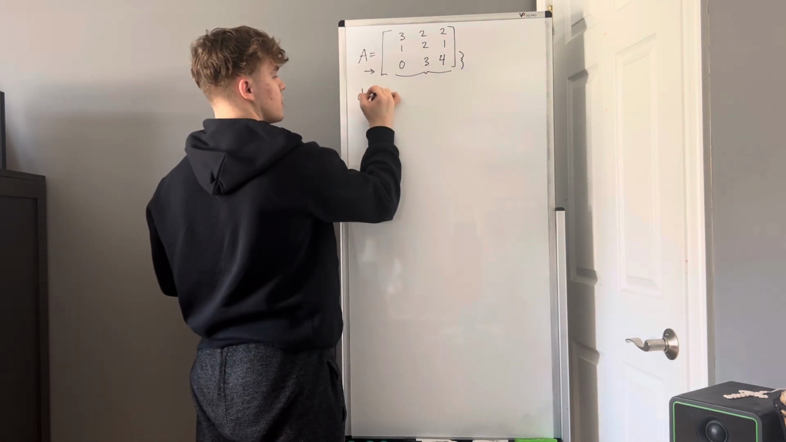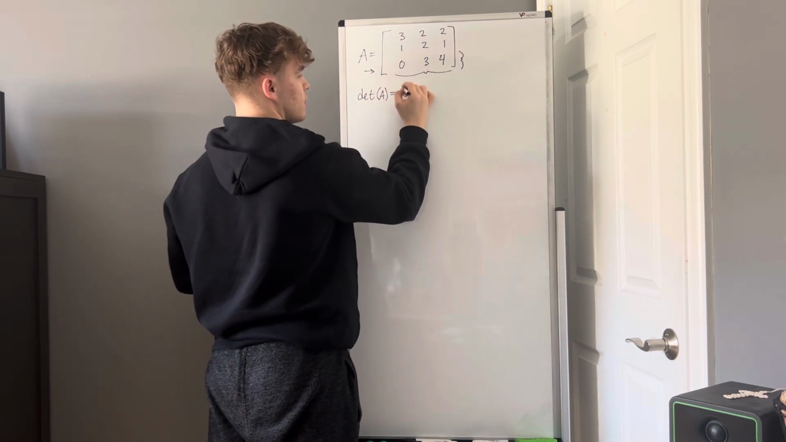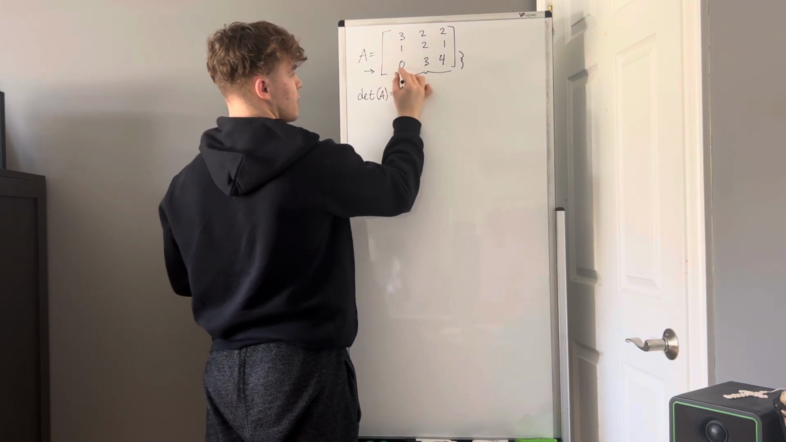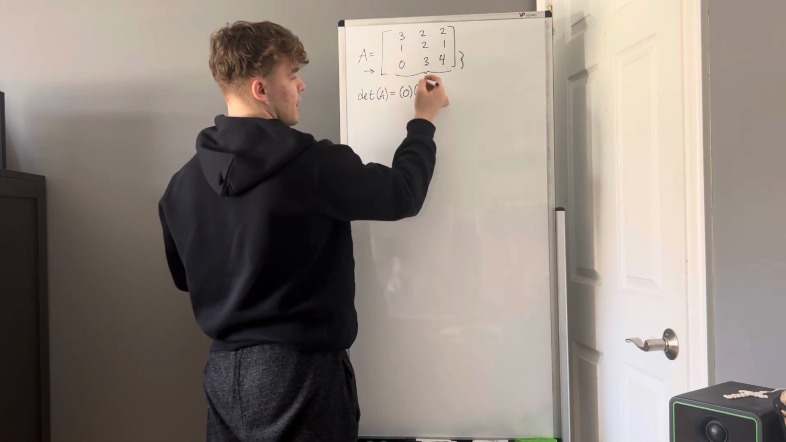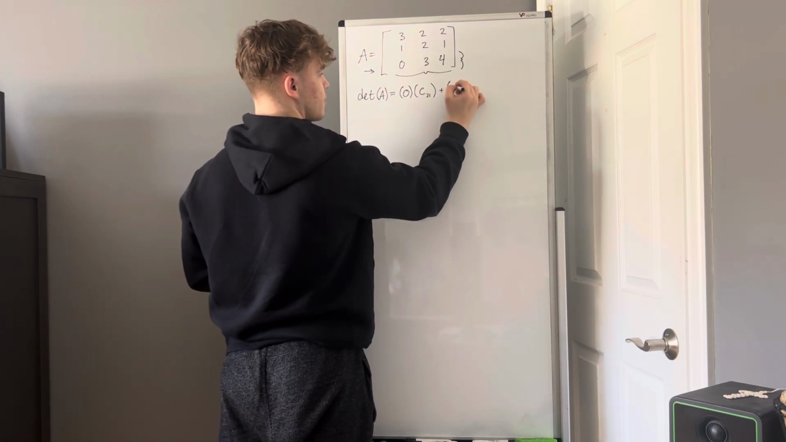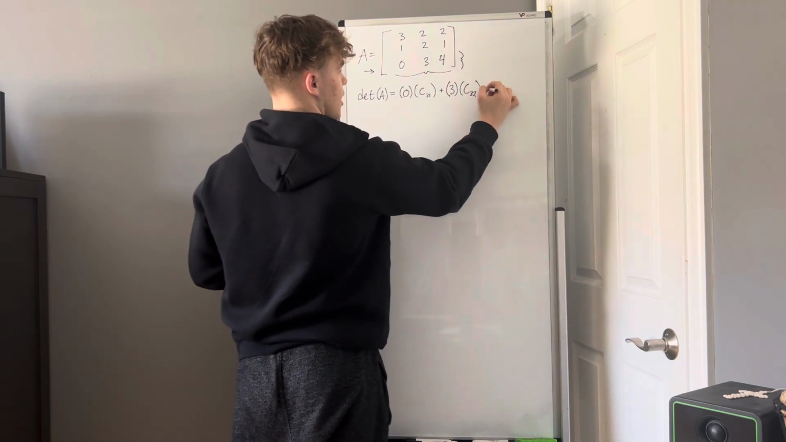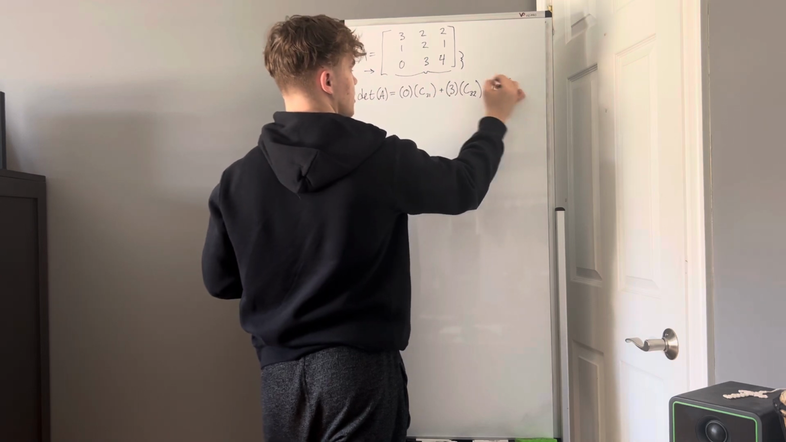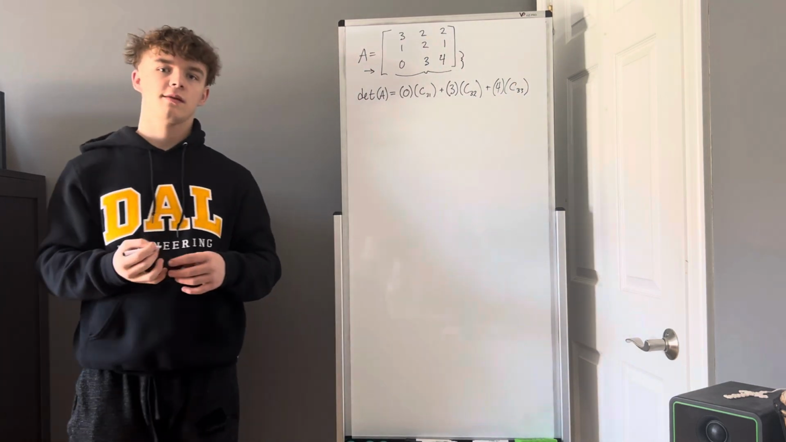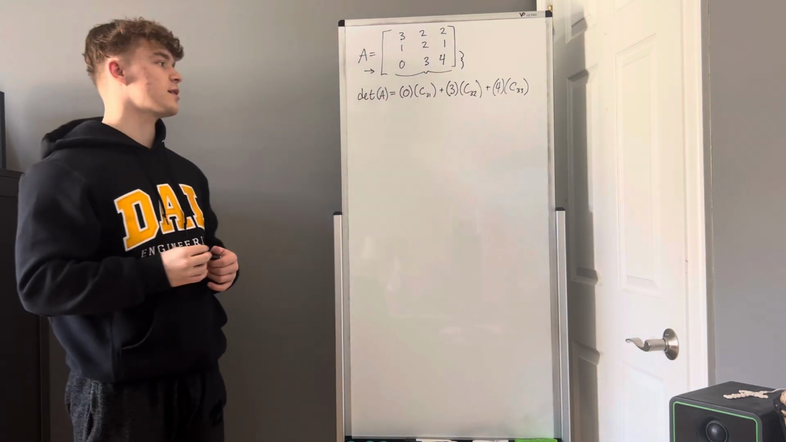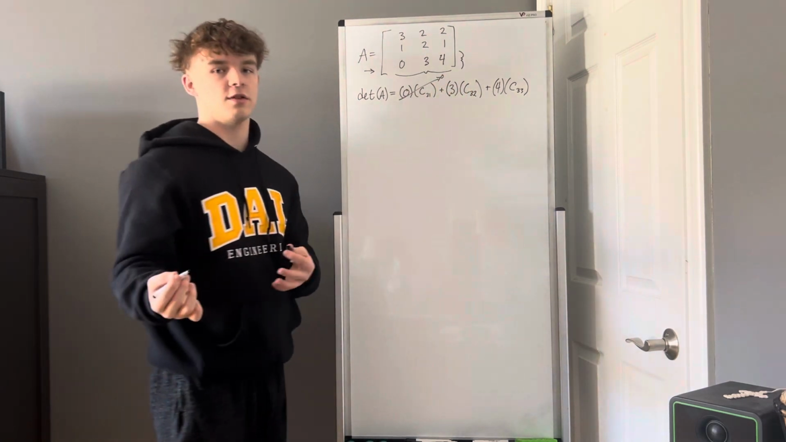The determinant of A is going to be, well, our first entry is 0 times the cofactor at 3, 1. And then we're going to have 3 times the cofactor at 3, 2, which is where 3 is at. And then we're going to have 4 times the cofactor at 3, 3, which is where 4 is at. And this makes things a tad simpler because the first term is, of course, going to be 0, because 0 times anything is 0.